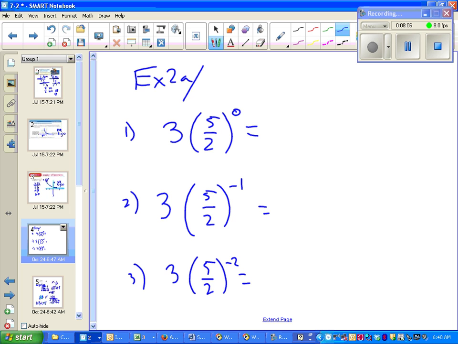Hopefully you remembered anything to the 0 power is 1. 1 times 3 is 3. These next two have the negative exponent, so your first step should have been to rewrite this by flipping the fraction and then changing the sign of the exponent. 2 over 5 is the first, just 2 over 5. Now we get to multiply, we get 6 over 5.